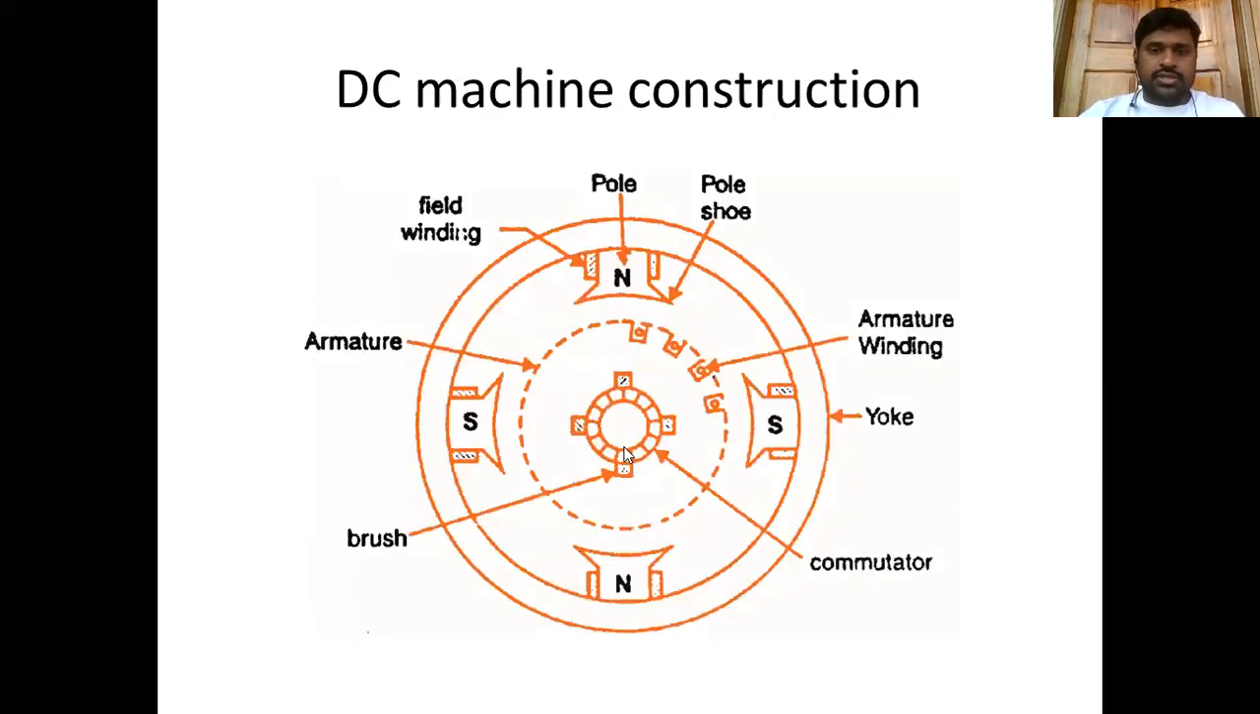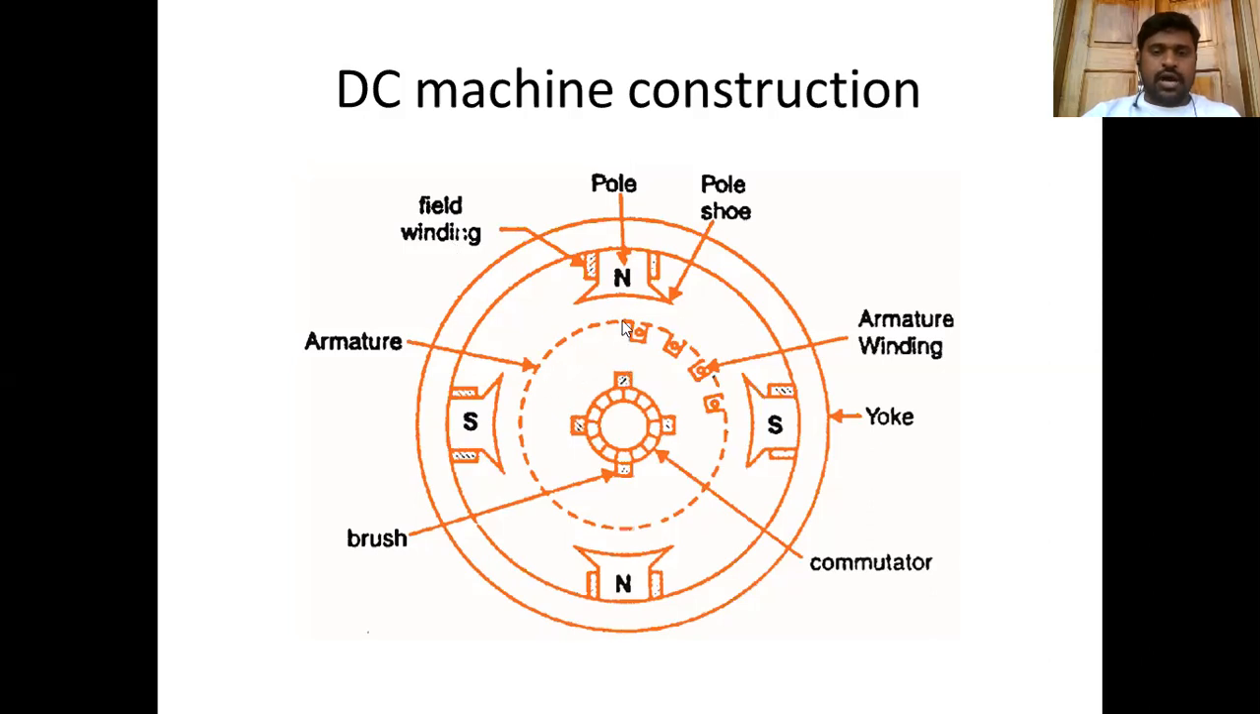Now let us see the figure. So this is the basic construction of a DC machine. The outer frame is called the yoke. In the inner periphery, we have the stator, and on that we have the stator poles, north and south, alternate poles. And on the poles, there is a pole shoe. It's called the pole shoe. And on the poles, we have the winding. That winding we call the field winding.